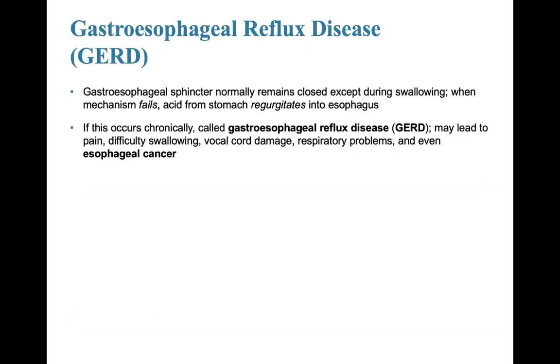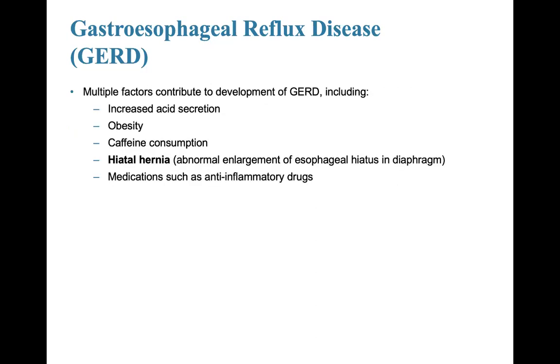Now, there is something referred to as GERD. The gastroesophageal sphincter normally remains closed, except during swallowing. When the mechanism fails, acid from the stomach can regurgitate into the esophagus. If this occurs chronically, it's referred to as gastroesophageal reflux disease, or GERD, which may lead to pain, difficulty swallowing, vocal cord damage, and respiratory problems, and can even lead to esophageal cancer.